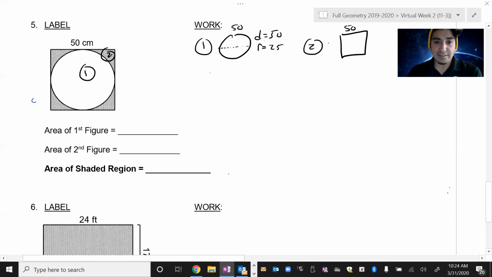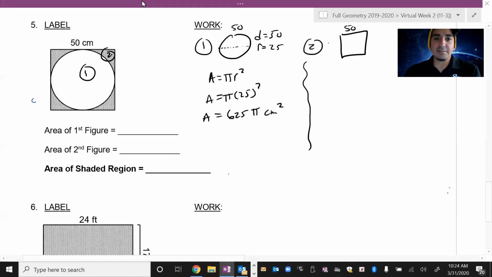So if I'm looking for the area of a circle, which is pi r squared, pi times 25 squared. So you want to square 25 in this case. Square it, and you get 625. 625 pi. And that's going to be centimeters squared.